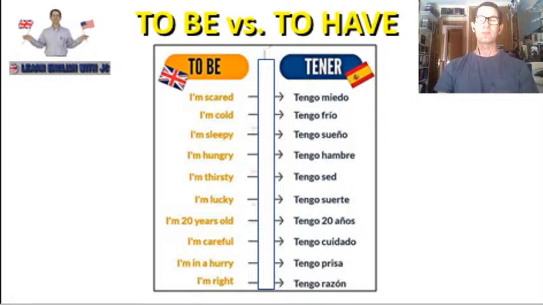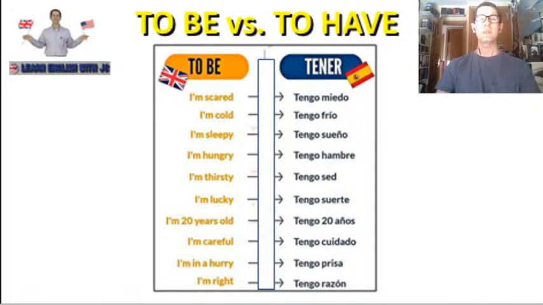Yes, I'm very lucky with my students, I'm very lucky. I'm 20 years old, I wish, ojalá, pero bueno, I'm not 20, but I'm 20 years old, tengo 20 años. I'm careful, yes I am, tengo cuidado. I'm in a hurry, tengo prisa. And the last one, I'm right, tengo razón. Not always, no siempre, not always. I'm not always right.